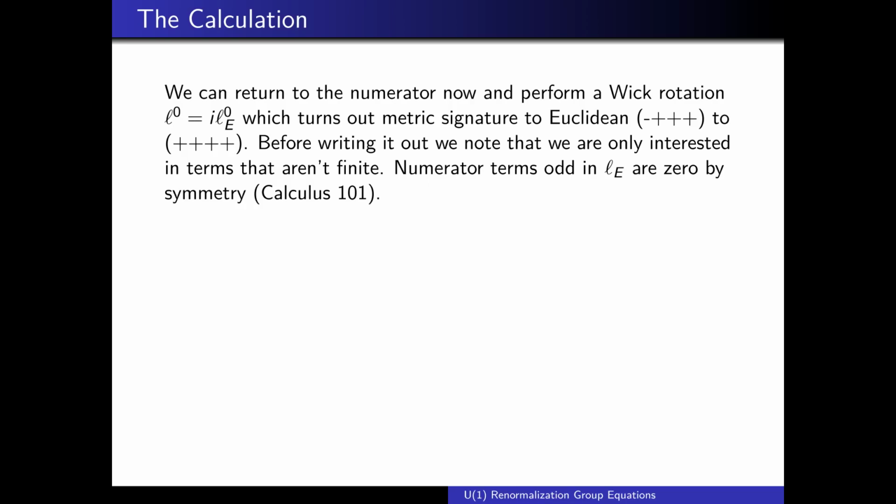So before we go any further, we want to do a simple Wick rotation, and this will help us because it's going to take the Minkowski metric and change it to a Euclidean metric by doing a Wick rotation on the zeroth component.